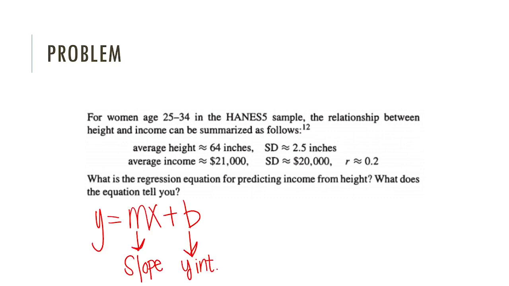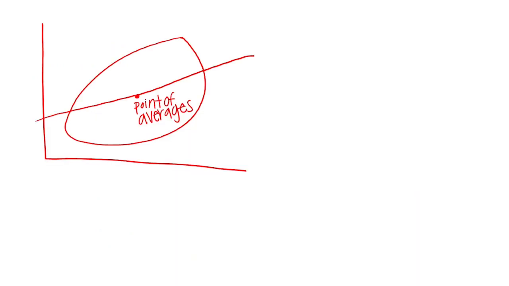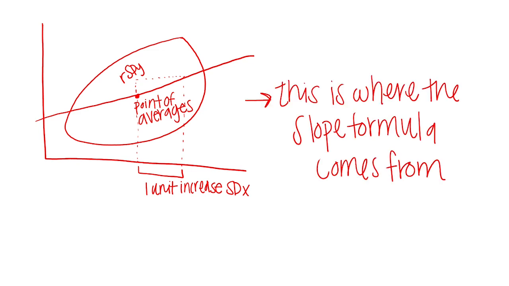Each regression line is in the form y equals mx plus b. M represents our slope and b represents our y-intercept. Therefore, we must first find these values. Our regression line goes through the point of averages. The slope of our line will go up by r times the standard deviation of y for each 1 unit of the SD of x shown in the picture. This is where we get our slope equation.